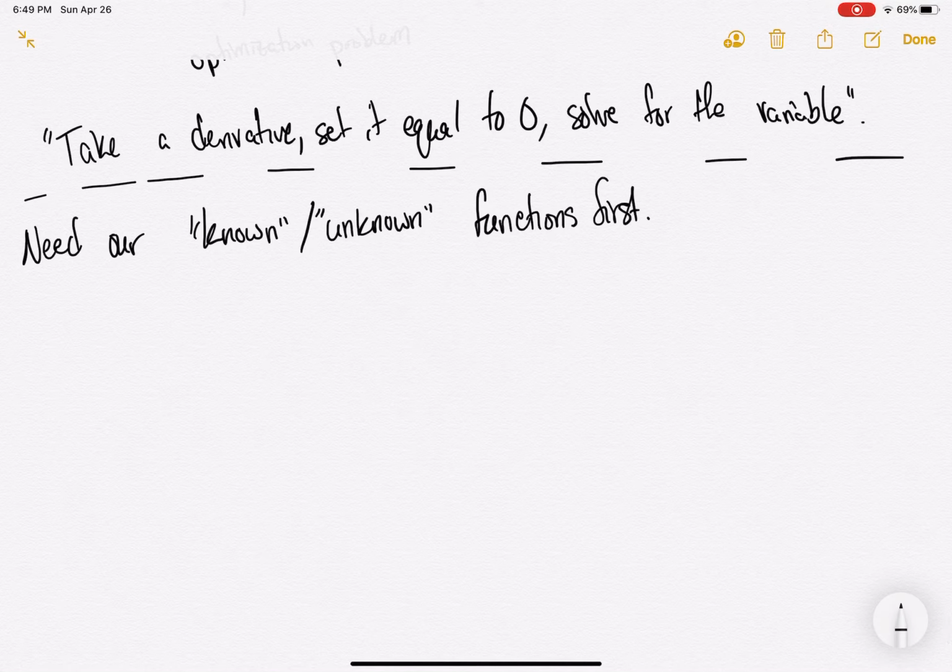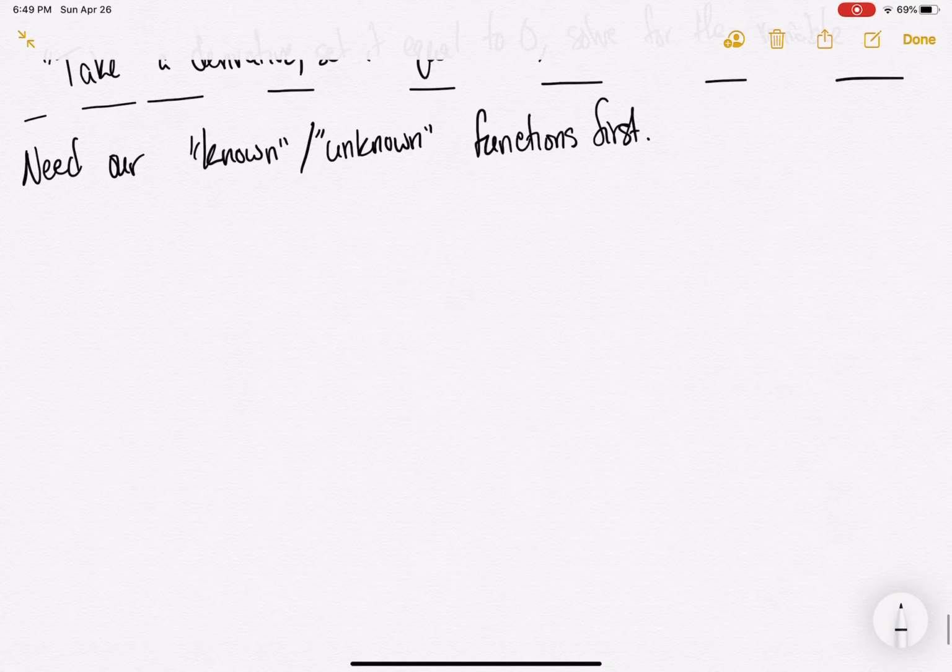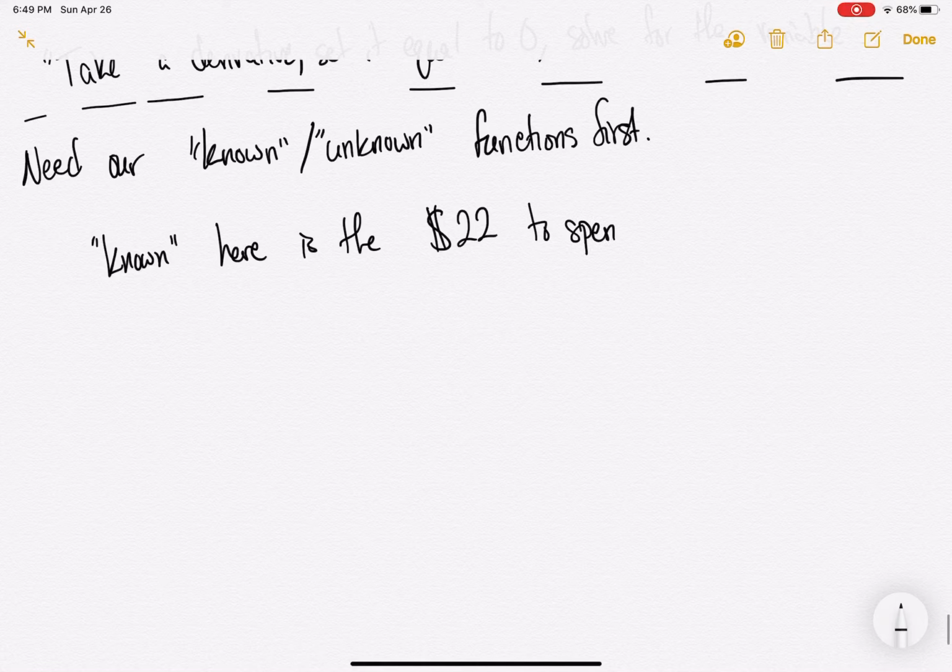So let's just talk about the known one. Known here is the $22 that I know I can spend. Right, that's a known quantity. $22, I have that much money. That's as much as I'm going to spend.